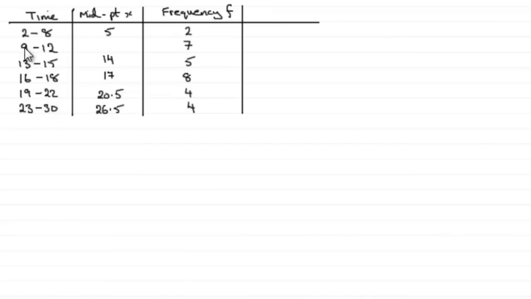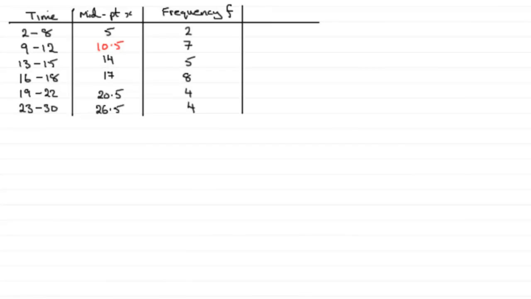So the midpoint's between 9 and 12. Technically it's between 8.5 and 12.5, but all you've got to do is just add these two values together and divide by 2. So that midpoint then is going to be 10.5. We'll just put that in red there just to highlight that we needed to find that. Okay, so that's part A, but in part B we've got to use linear interpolation now to estimate the median.